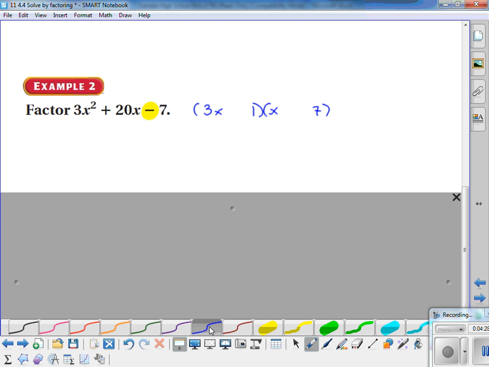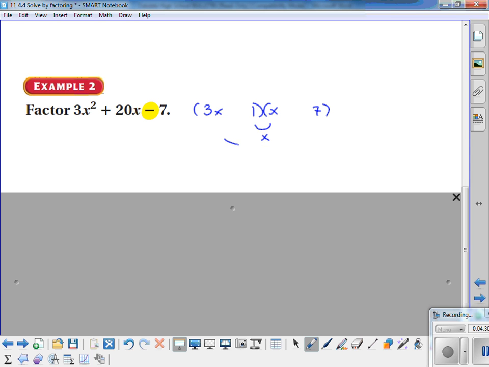All right, so now if I check the inside and the outside, I get x, and I get 21x. I want it to be a positive 20x, so that means that this has to be positive and this has to be negative. So my 1 is negative and my 7 is positive. Any questions about that?